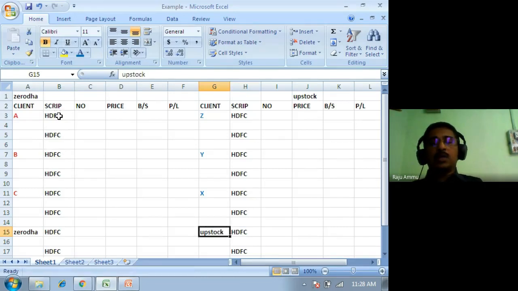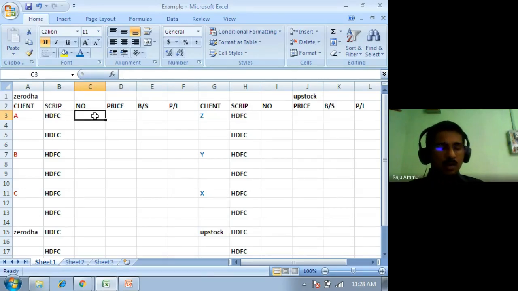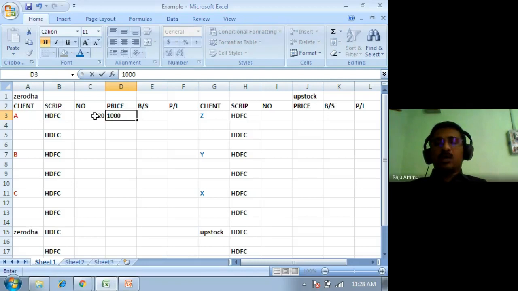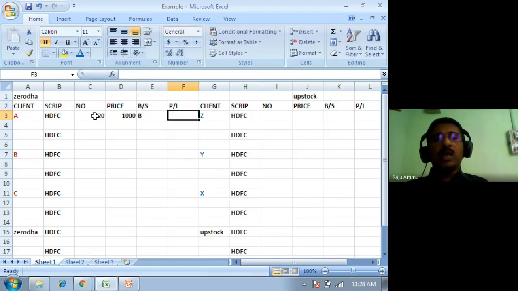Yes. Okay. Now, friends, let me take an example, that client A is purchasing HDFC shares. Let us assume 20 shares at 1,000 rupees. So he is buying. Next, profit or loss will be declared only after the round transaction is done.